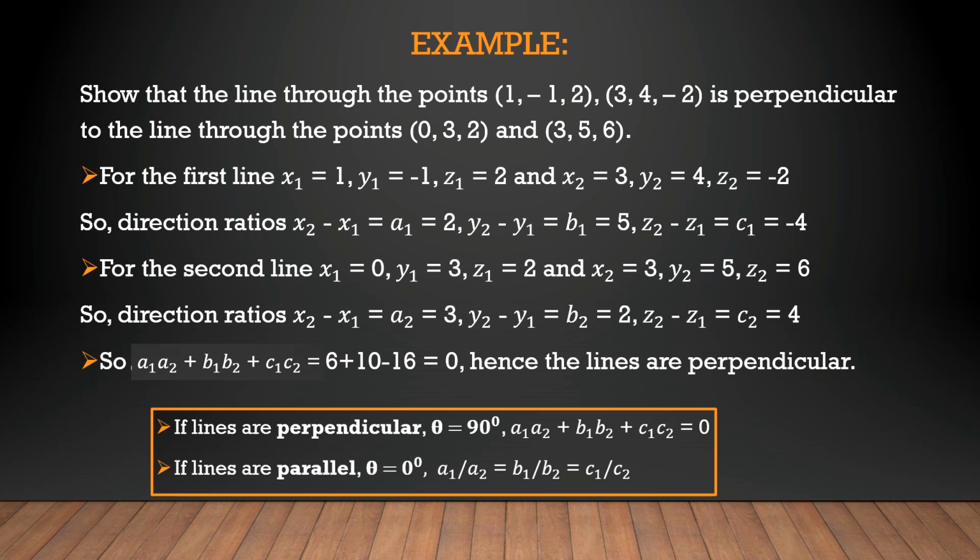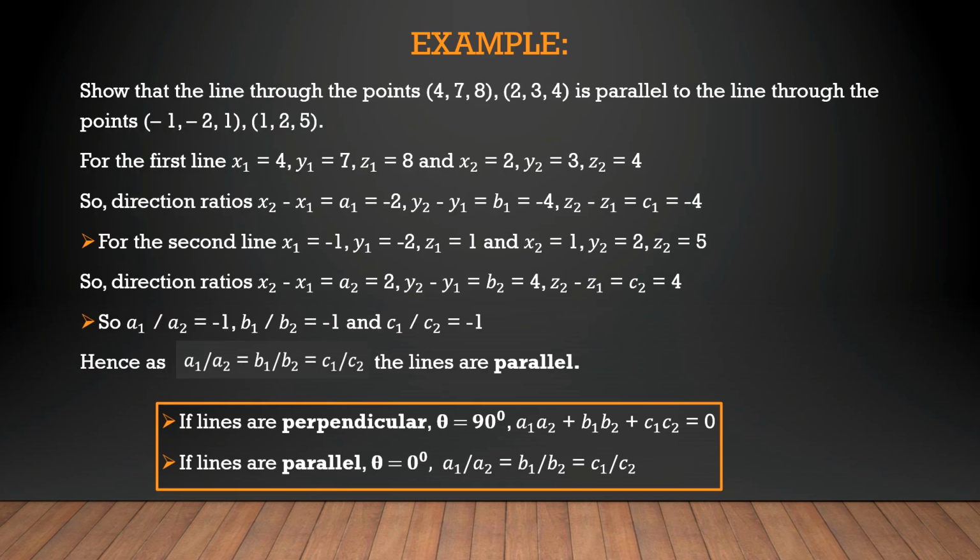So what will be the direction ratios? Direction ratios are denoted by a1, b1 and c1, which are the differences of x, y and z coordinates. So a1 is x2 minus x1, which is 2, b1 is 5 and c1 is minus 4. For the second line, in a similar way, you will have the direction ratios as 3, 2 and 4. Correct? So now check it out. a1 a2 plus b1 b2 plus c1 c2 you will get equal to 0. So you can say that the lines are perpendicular.